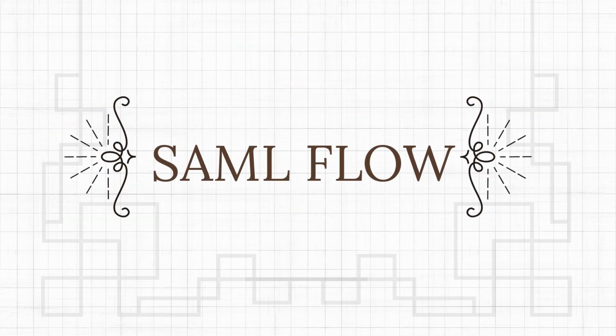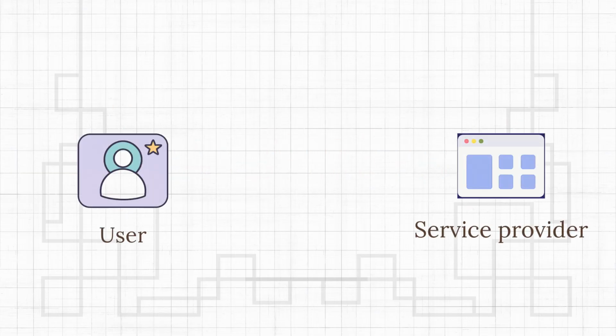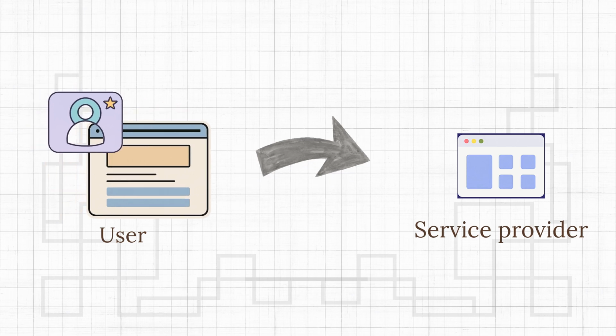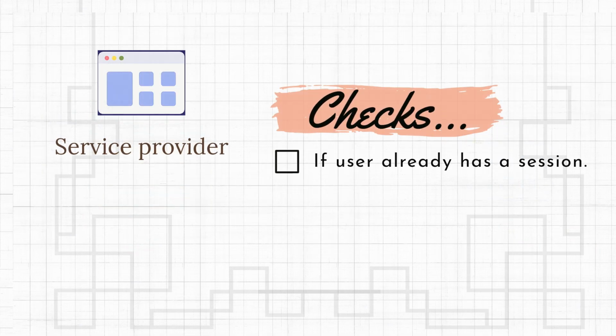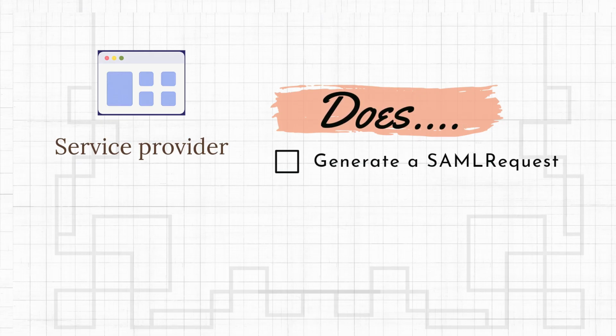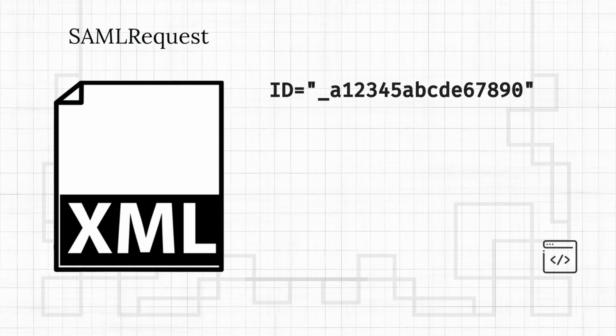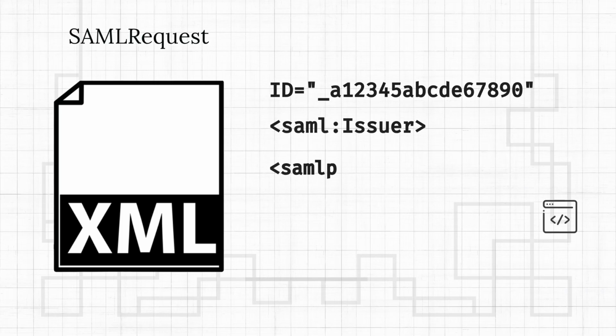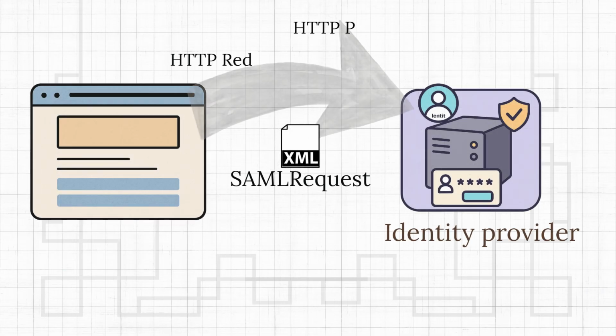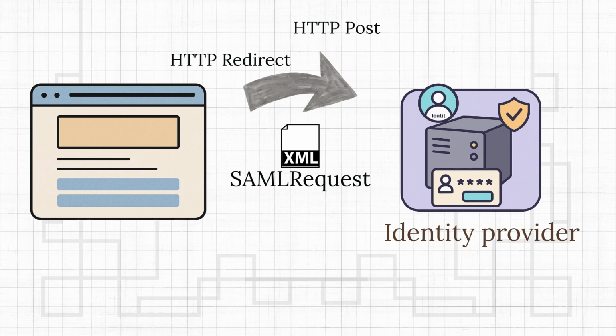Now let's look at the step-by-step SAML flow. Step 1, SAML request. When the user tries to access the SP using the browser, the service provider checks if the user is already authenticated. If not, it creates a SAML request, which is nothing but an XML message asking the identity provider to authenticate the user. The SAML request includes an ID, a unique ID and timestamp; the issuer, who is sending the request; and the name ID policy, what kind of user identifier it wants. The request is often sent as redirect or post to the IDP.